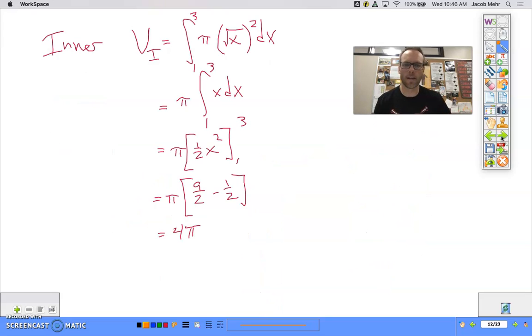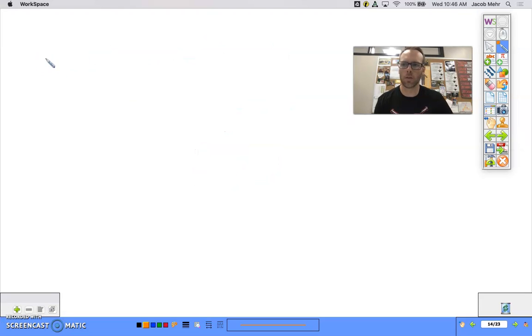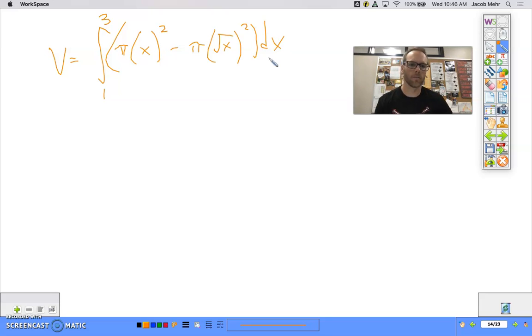Okay? And to find the volume that way, we say it's the integral from 1 to 3 of pi times x squared minus pi times the square root of x squared dx. Okay? And we will just work through it that way, and we can factor out a pi and say it's from 1 to 3 of x squared minus x dx, like that. And we're going to get the same thing.